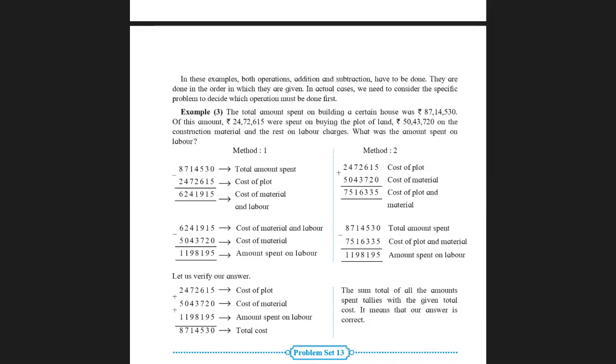So what we can do is add up the amount spent on buying the plot of land and the money spent on construction material. Add both of these and subtract this sum from the total amount spent on building the house. What will you get? You will get the amount that was spent on labor charges. This is one method to do.